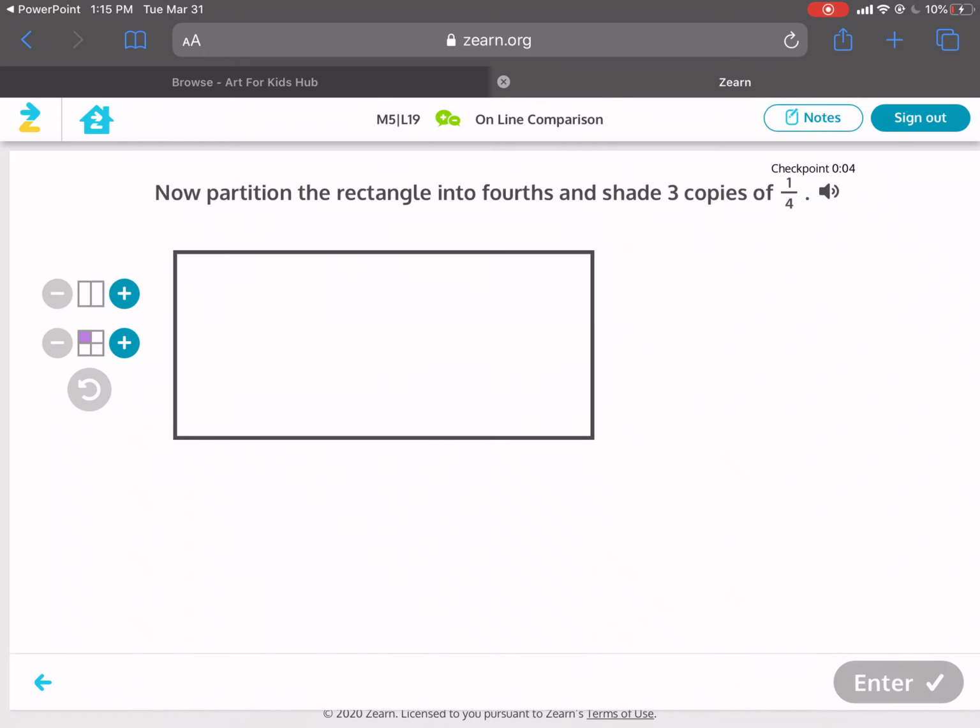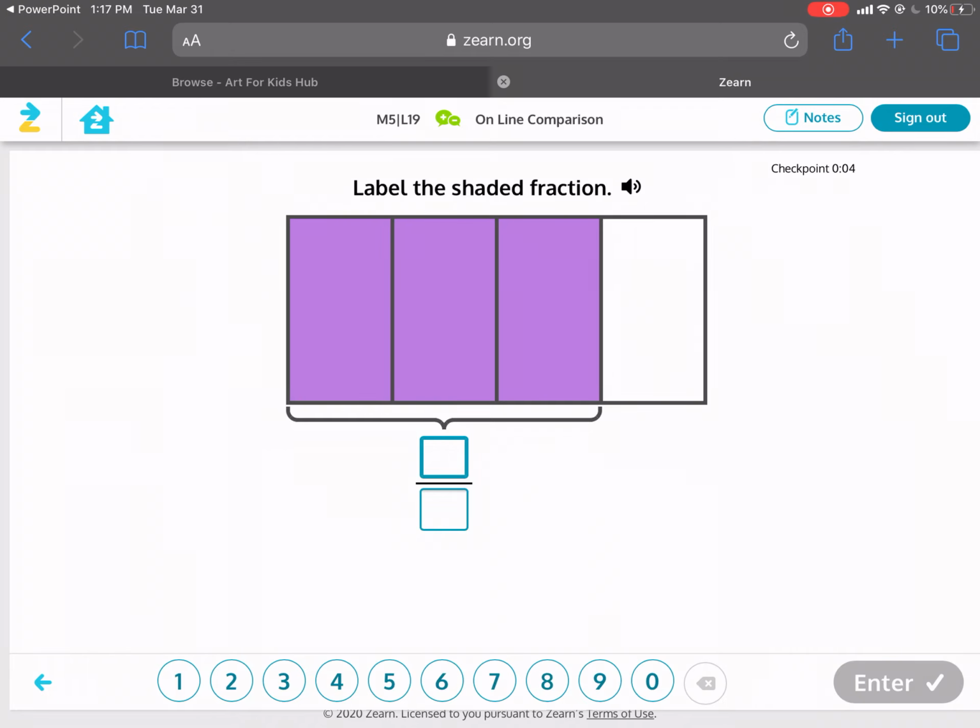Now partition the rectangle into fourths and shade 3 copies of 1/4. So let's split this into fourths again. We want 4 equal pieces, and we need 3 copies of 1/4. There's 1/4, another fourth, and another fourth. 3 copies of 1/4. Label the shaded fraction. Since 3 are shaded in, we know 3 is going to go in the numerator, and 4 is going to go in the denominator because our shape is split into 4 equal parts.